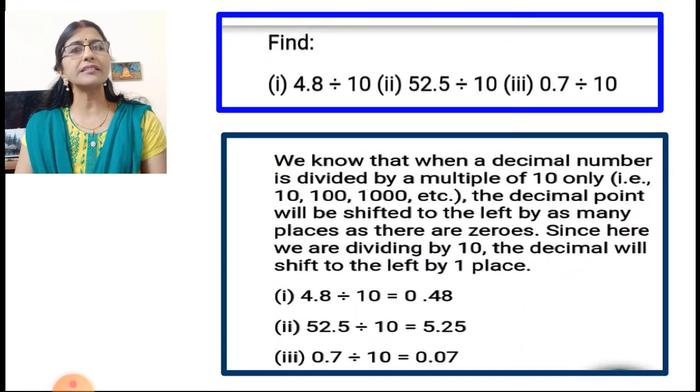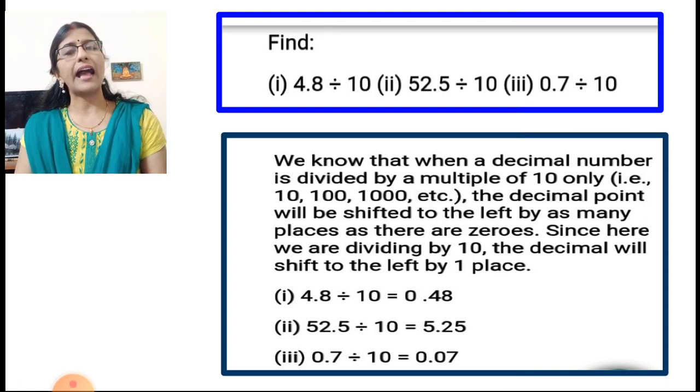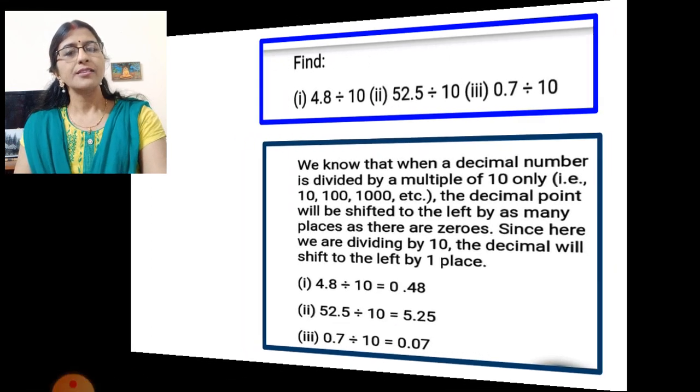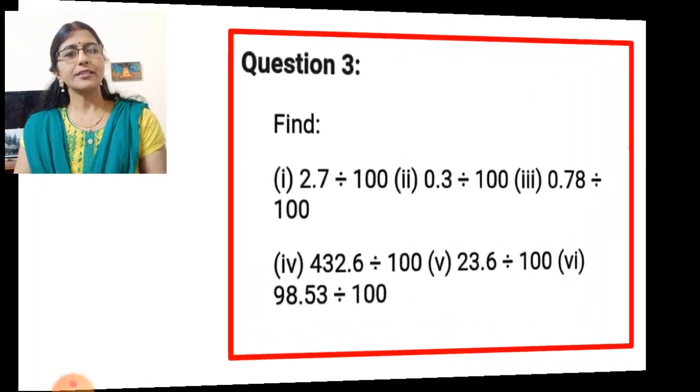Now similar questions are there in the exercise. 4.8 divided by 10, 52.5 divided by 10, 0.7 divided by 10. You can see here directly I have solved it here. 4.8 divided by 10. So the point will be shifted to the left by one place. So in all the questions you can see here the decimal point has shifted to the left by one place because we are dividing it by 10.